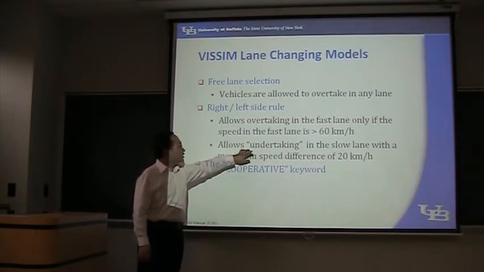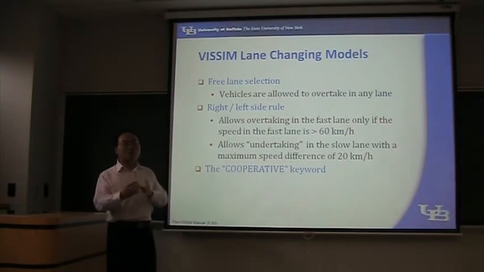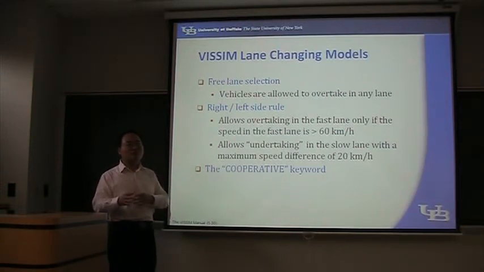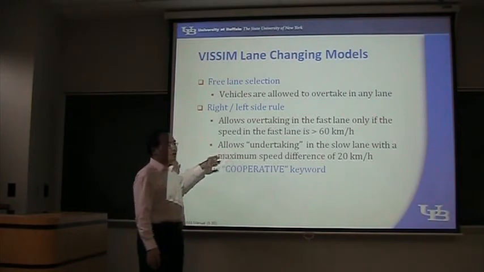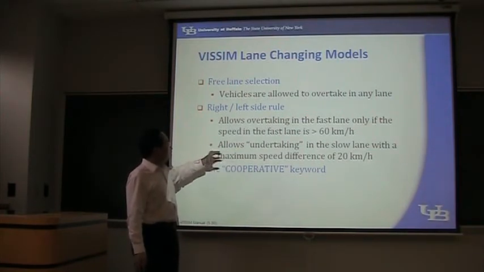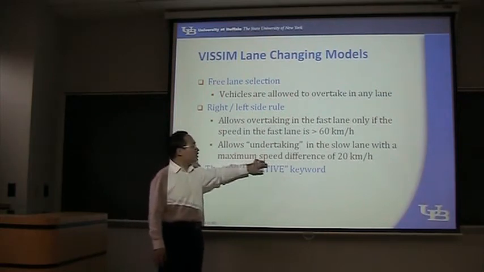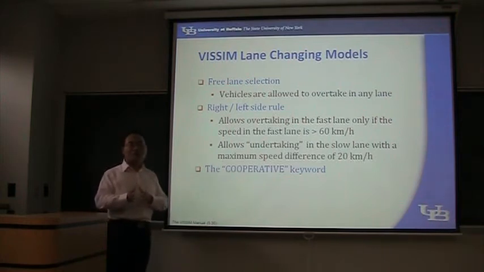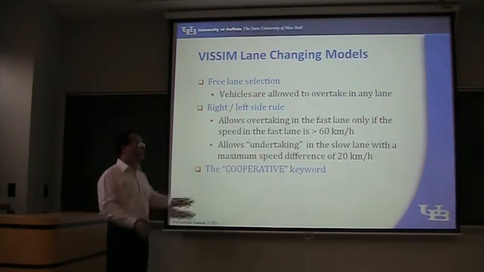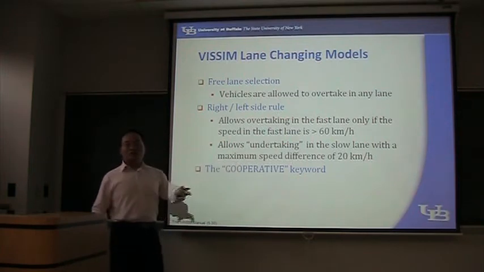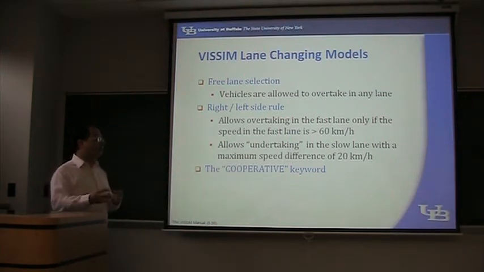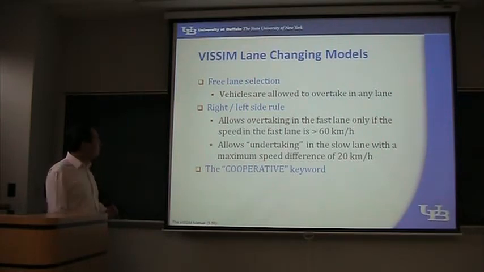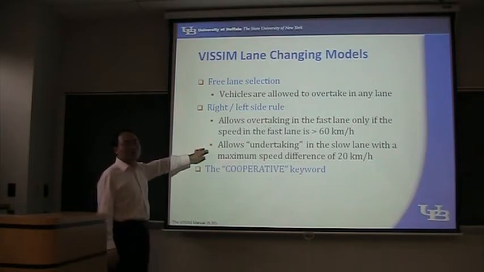But there is another thing called undertaking, which means the vehicles will bear the speed difference, will slow down, will bear it in the slow lane. So if the speed difference is less than 20 kilometers per hour, then the slow traveling vehicle will not overtake. So it's called undertake. If the speed difference is not too big, the vehicles will stay in the slow lane. They will not overtake. So these are the two models.